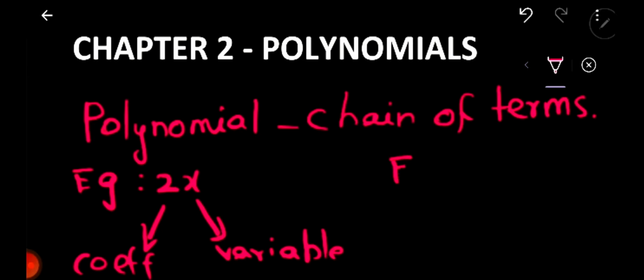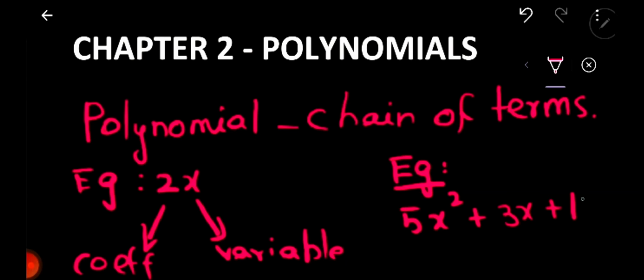Another example, 5x squared plus 3x plus 1. It has 3 terms: 5x squared, 3x and 1. So this expression has 3 terms.